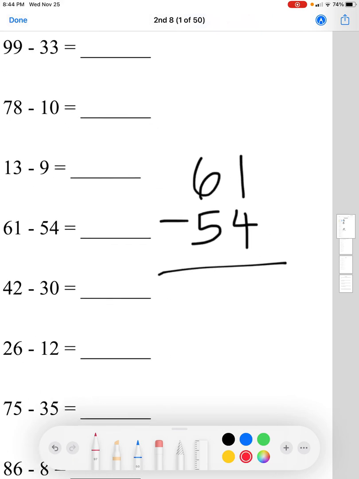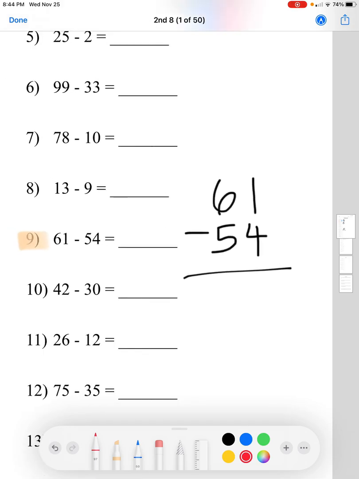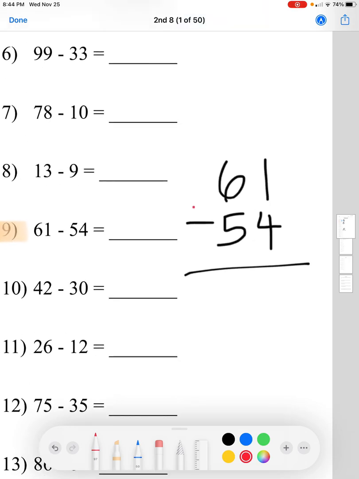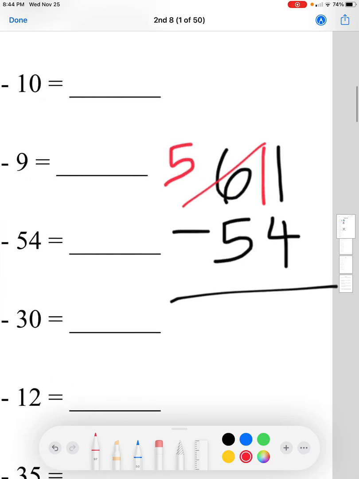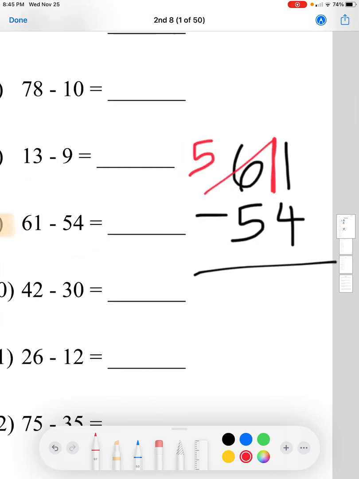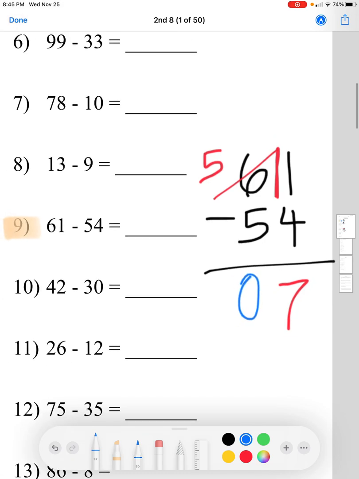Again, we're starting with the ones place. Since you can't do 1 minus 4, you can't take away 4 from 1, we'll be taking a 10 from the tens place. So now it becomes 5, from 6 to 5, 6 tens to 5 tens. Move that 10 to the ones place right here. So now we have 11 minus 4, which is 7. And then the tens place, 5 minus 5, which is 0. So 61 minus 54 is just 7.